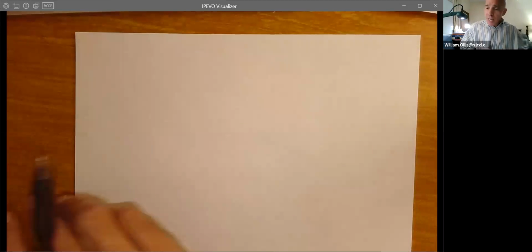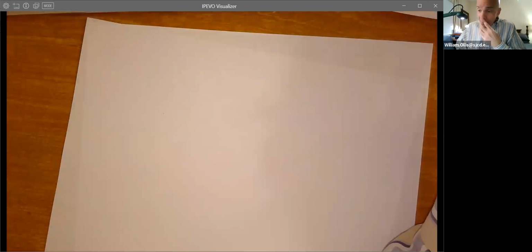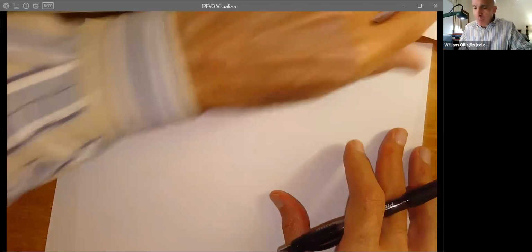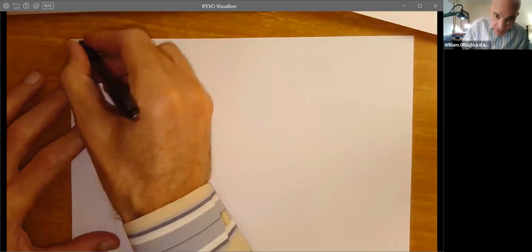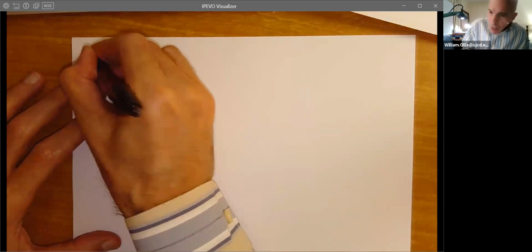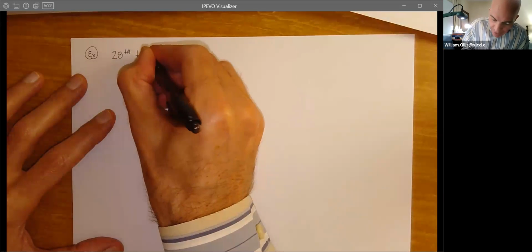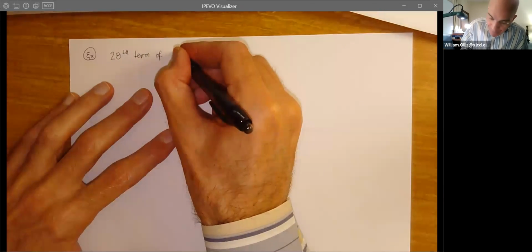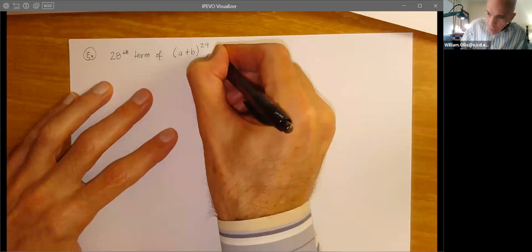Now, here's an example I want to do. Factoring is very important, but there's an example here that I want to share with you, finding an actual term. So I think you get the idea of factoring. I think I've beaten that up enough. So let's try this. Yeah, here we go. Here's an example. So we want the 28th term of this expansion, a plus b to the 29th, okay?